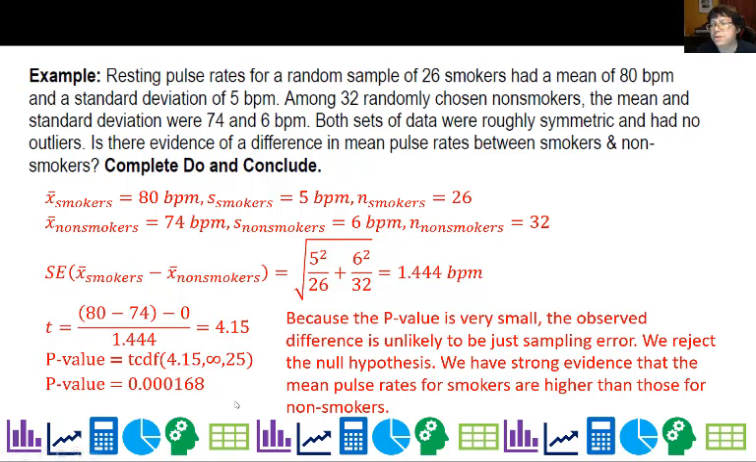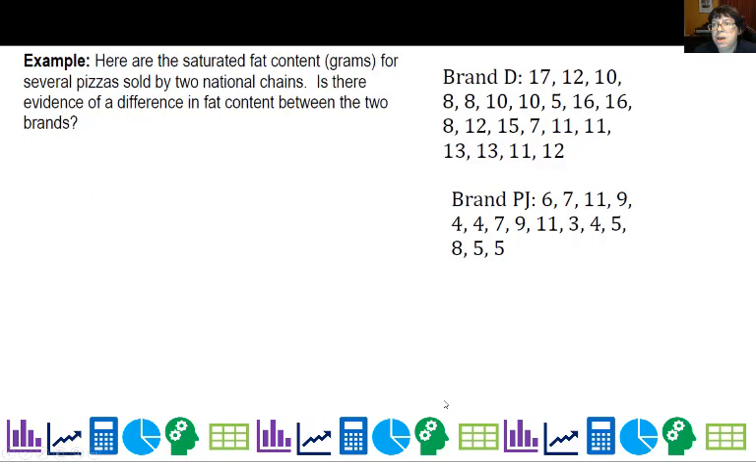So our normal conclusion that we're used to starts right here. We reject the null hypothesis because of the small p-value. We have strong evidence that the mean pulse rates for smokers are higher than those for non-smokers. You notice that I didn't just say that the mean difference was greater than 0. I tried to put it in context and have everything make sense there. Okay, so let's take a look at another example.